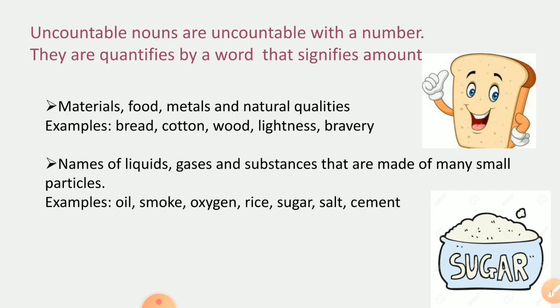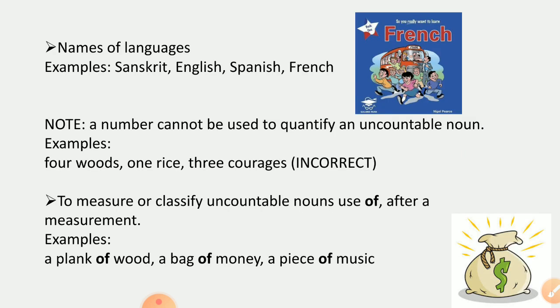You can count the number of chimneys from where the smoke is coming out, but you can't count the smoke. Okay? Let's move on to the next example. Names of languages like Sanskrit, English, Spanish, French. You can count the number of languages, but you can't count Sanskrit. As in, there is a word to define them. It's a language in itself.